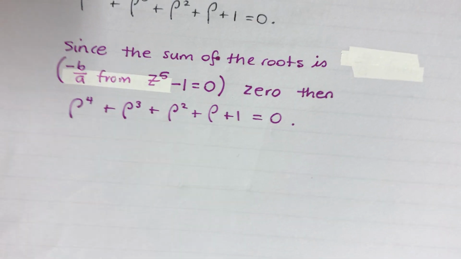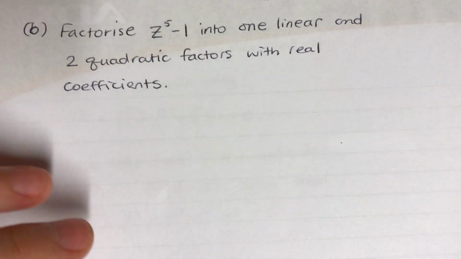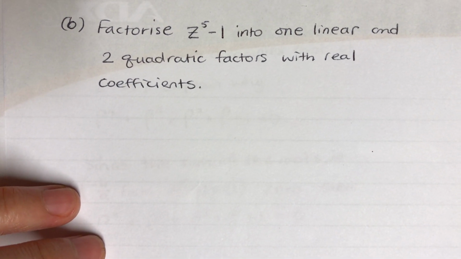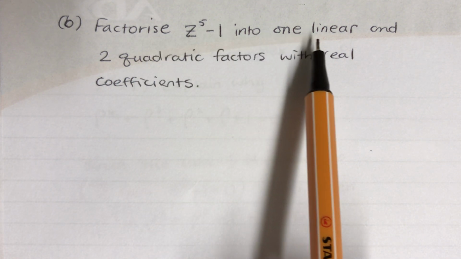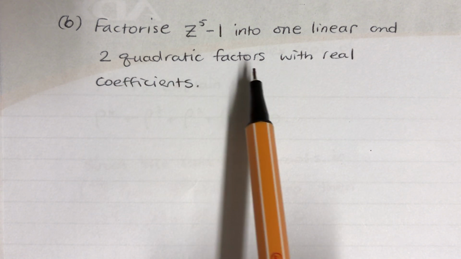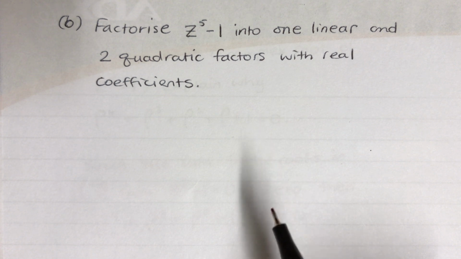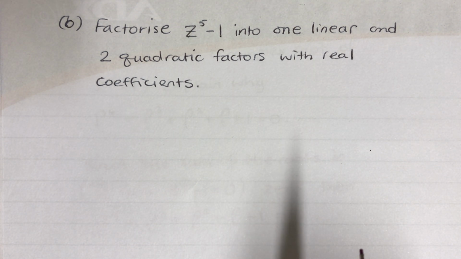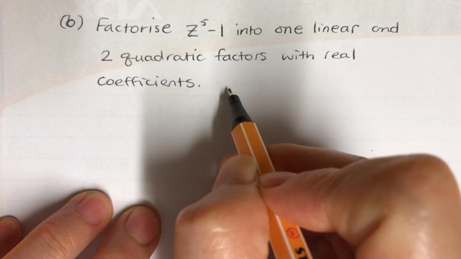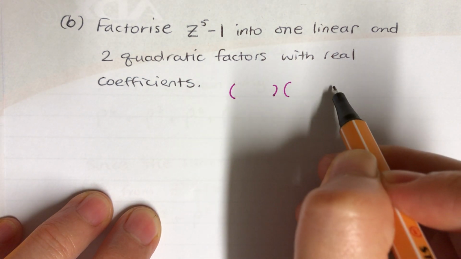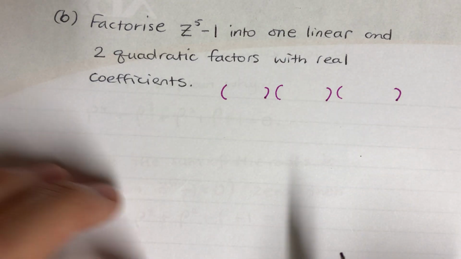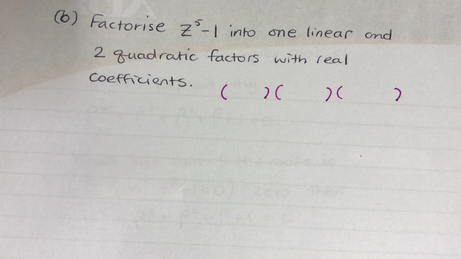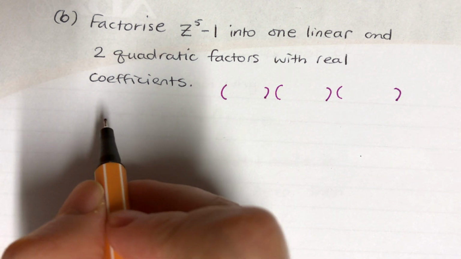And I'm just going to put the next question on top. So factorize z to the power 5 minus 1 into 1 linear and 2 quadratic factors with real coefficients. Okay, so we need to write it into some sort of form of 1 linear, 2 quadratic. Okay, so there's a factor form of 3 factors. Okay, so let's have a look.